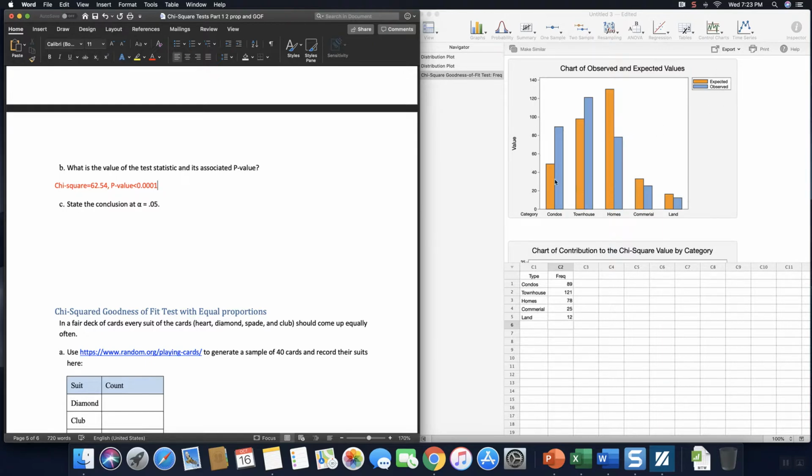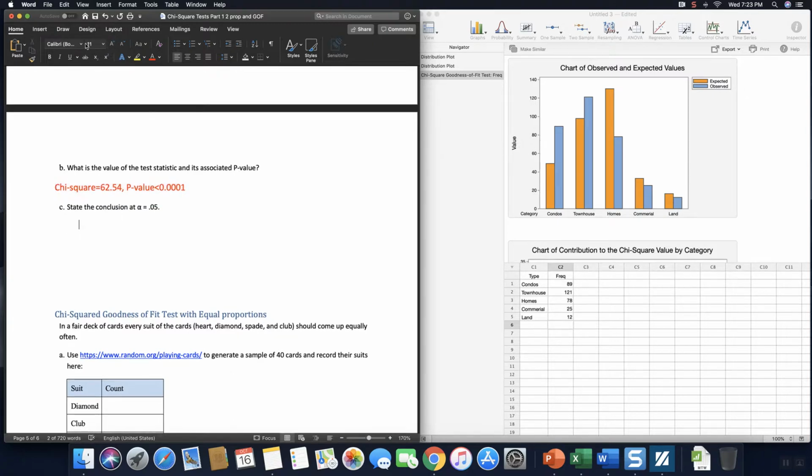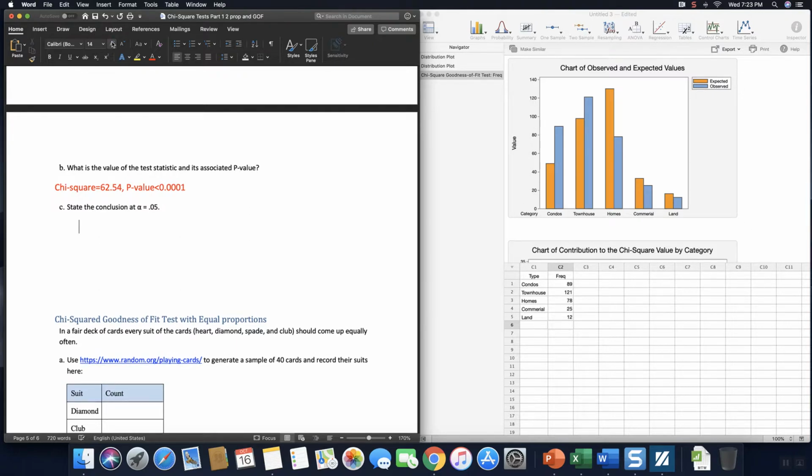And the same thing with homes. So if you look at these, remember expected is the orange, observed is the blue. That means condos is observed higher than what was expected, and towns is low, and homes is lower than expected. So I'm seeing a significant decrease in the number of homes and a significant increase in the number of condos. So if you're somebody who's interested in real estate, this is something that could matter to you and how you would invest. All right, let's write our conclusion reflecting what we just saw.